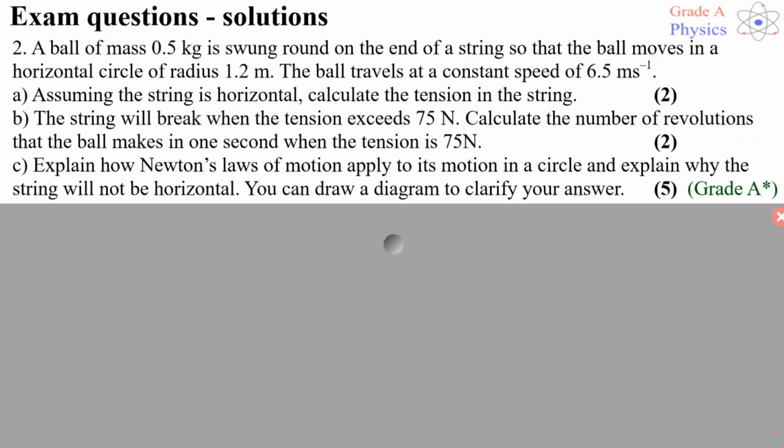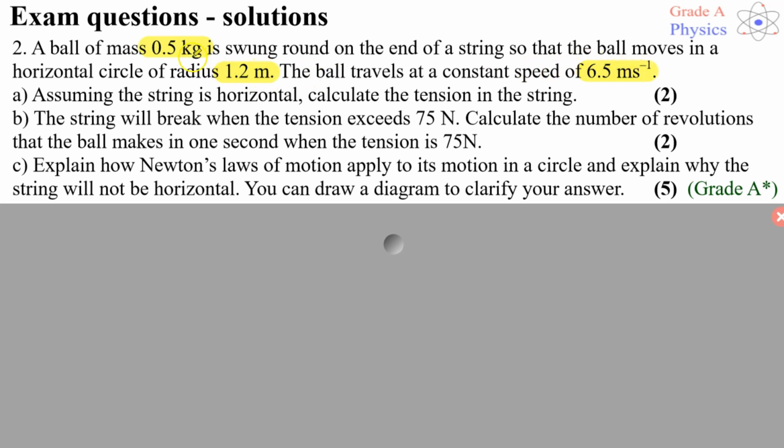Question 2, parts A and B are fairly straightforward. Part C is the tricky one. I would say that's a grade A star. It's always useful to underline these values in the exam, so this would be another exam tip. So we've got all these values here.